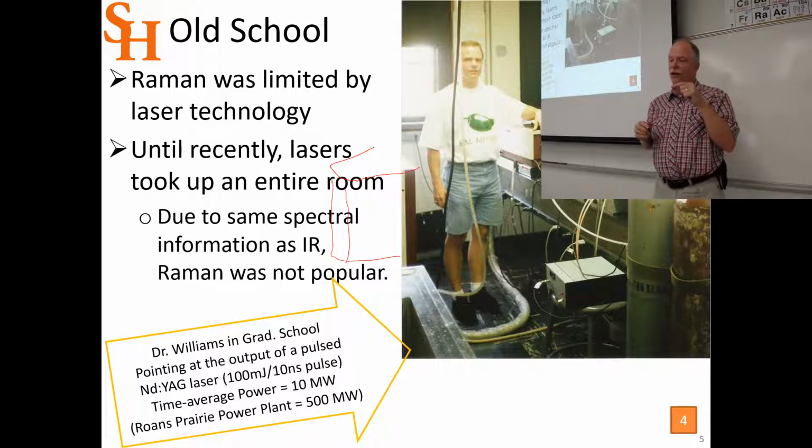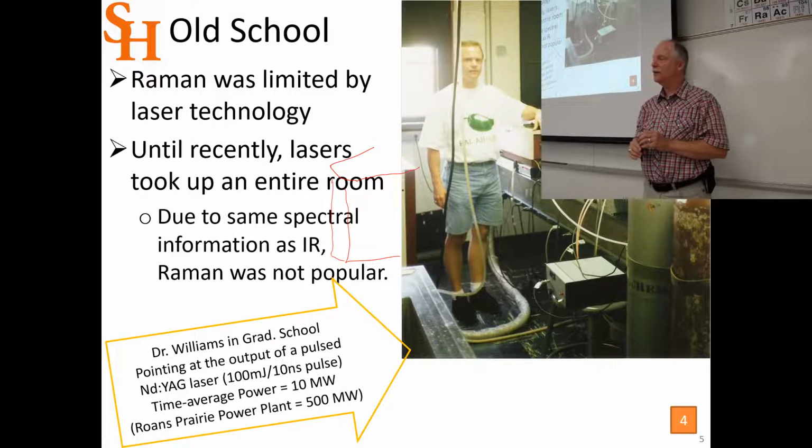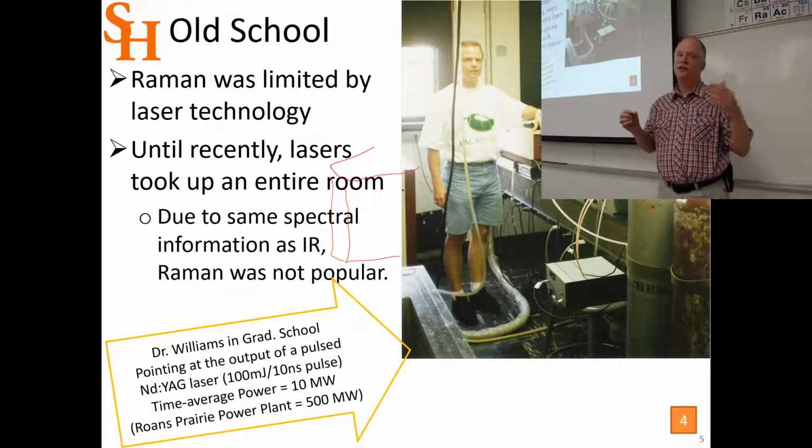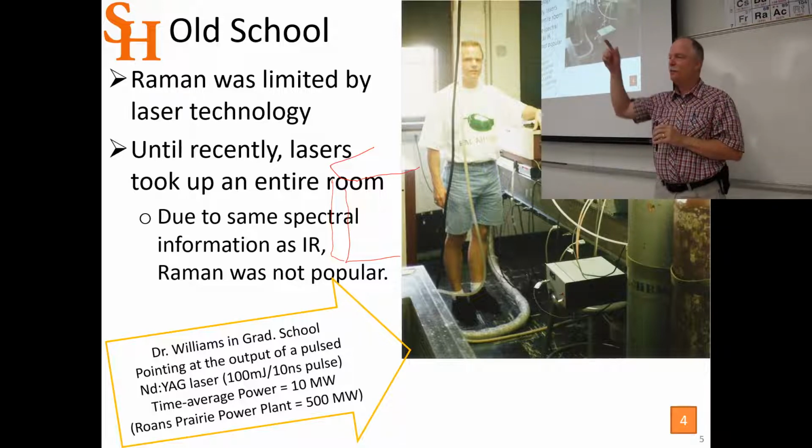We would pulse that light and get out 10 pulses per second, and the pulses would be 10 nanoseconds in width. So all of that energy was coming out in 10 nanosecond chunks. So if you take the energy, which was a few millijoules, and stick that in 10 nanoseconds, then you've got joules per second, you've got watts, and that was megawatts of power. So the molecules felt 10 megawatts of power. Now to give you an idea of megawatts, well, Roan's Prairie, that power plant that we drive by on the way to College Station, is 500 megawatts. So that's only 50 times more than what this laser was putting onto a molecule.